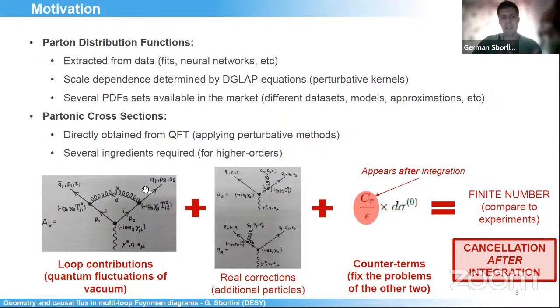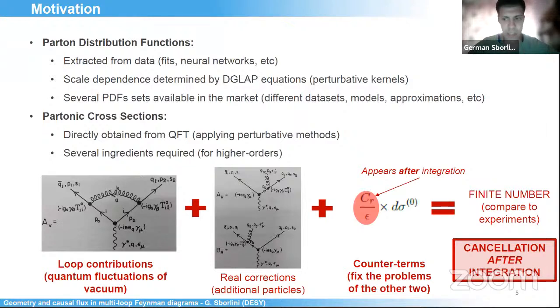And the problem is that these objects contain some singularities. And we need to cancel these singularities in order to get a number. So we need to add, usually, some counterterms that fix the problems in these two pieces, the loop and the real correction. The point is that when we use dimensional regularization, these singularities manifest as poles in epsilon. And only when we put all these ingredients together, the poles are going to cancel.